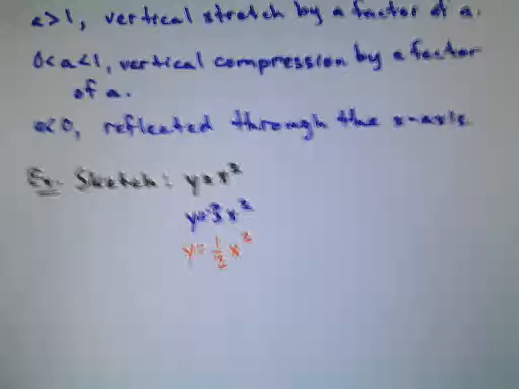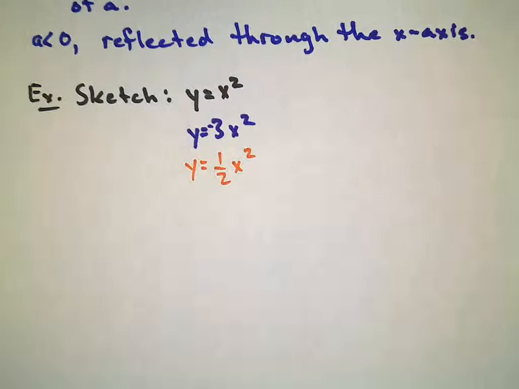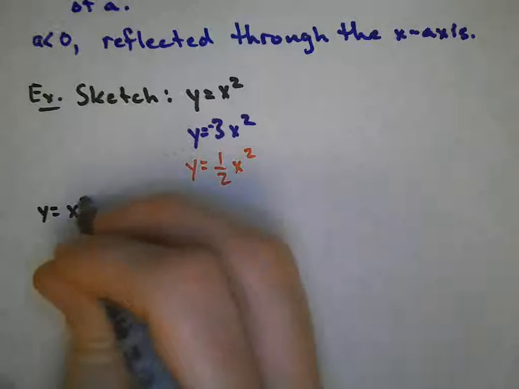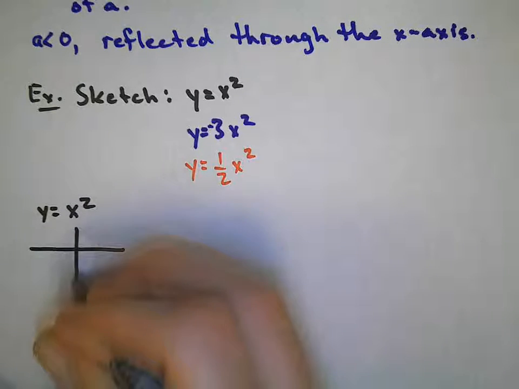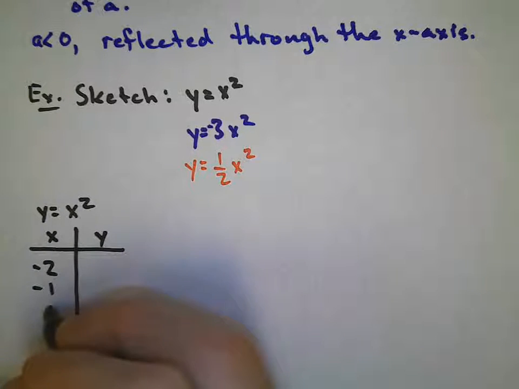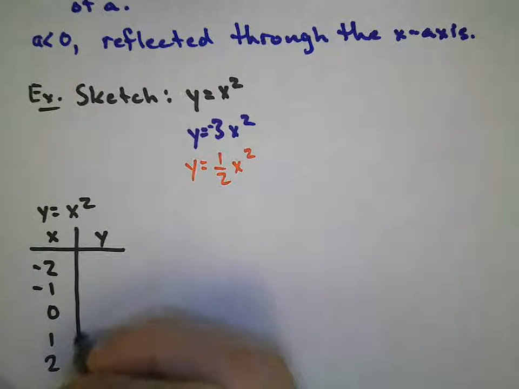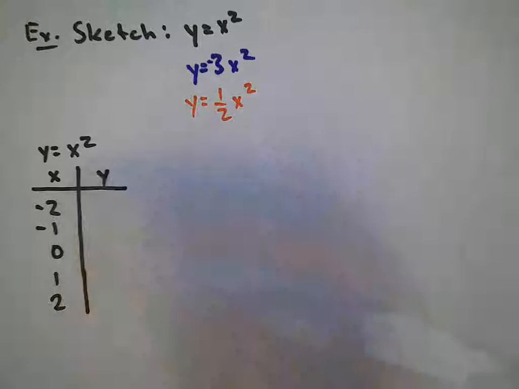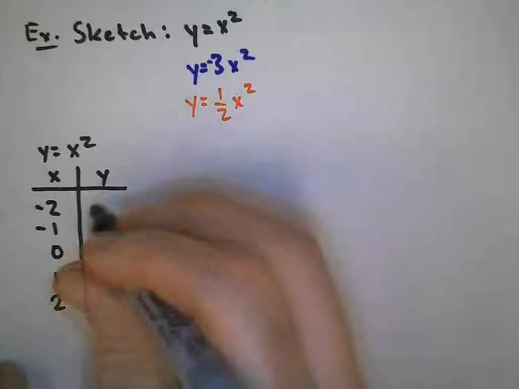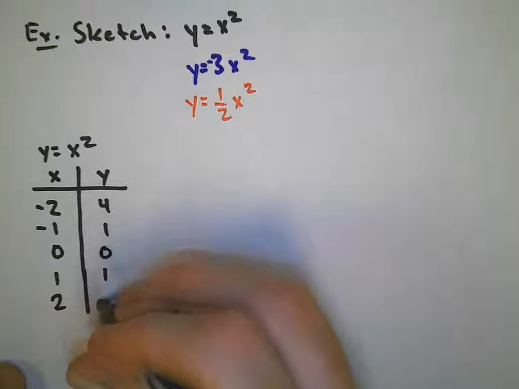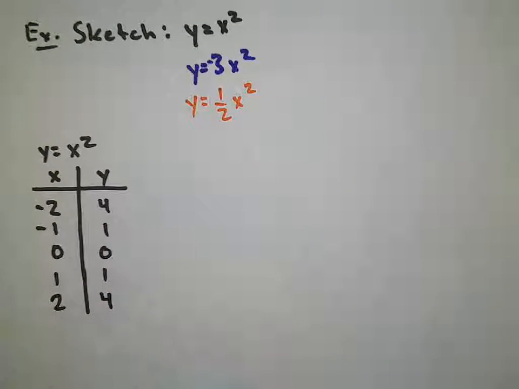For right now, the only way that we have in our toolbox to graph parabolas is to make a table of values using -2, -1, 0, 1, and 2. And what we're basically going to do in each case is take our x value and square it. So squaring -2 is 4, squaring -1 is 1, and continuing on we get 0, 1, 4.